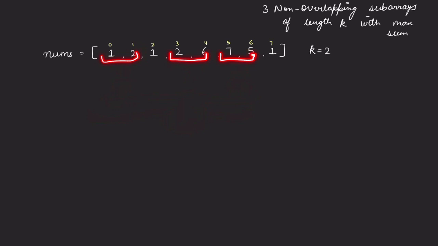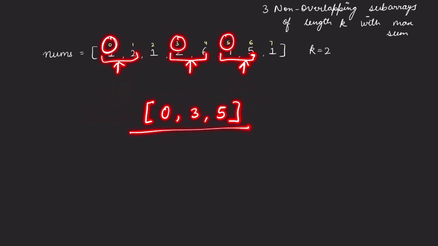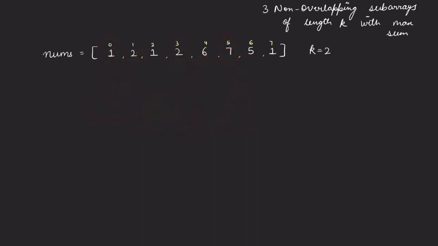Now what we need to return is the starting indices of these three subarrays. This subarray starts at index 0, this starts at 3, and this starts at 5. So our answer has to be an array containing the starting indices of these three subarrays. So this is what we need to do.